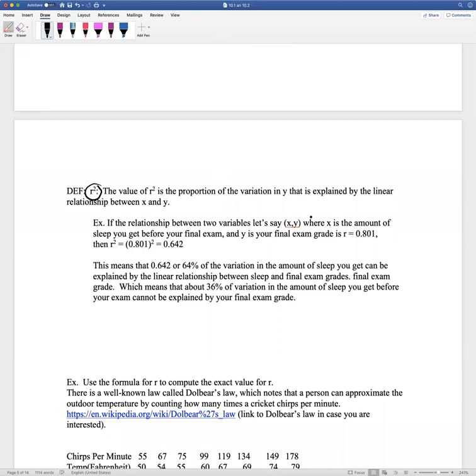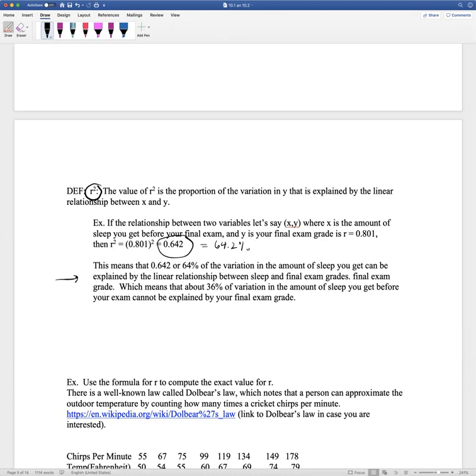Let's say we have two variables, X and Y, where X is the amount of sleep you get before your exam, and Y is your final exam grade. So let's say we computed the correlation coefficient for this, and we end up with a value of 0.801. Then R squared is equal to 0.801 squared, which is 0.642. Okay, so 0.642, if we convert that into a percent, pick up the decimal and move it 2 places to the right, we get about 64%, or 64.2%.